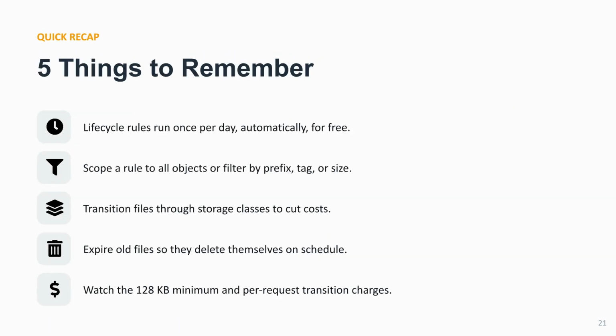Let us quickly recap the 5 most important points. First, lifecycle rules run automatically once per day in the background. Second, you can apply a rule to the whole bucket, or filter using prefixes, tags, or object size. Third, transitions help move files to cheaper storage classes over time. Fourth, expiration helps delete old files automatically. Fifth, always watch for small object behavior and transition request charges.